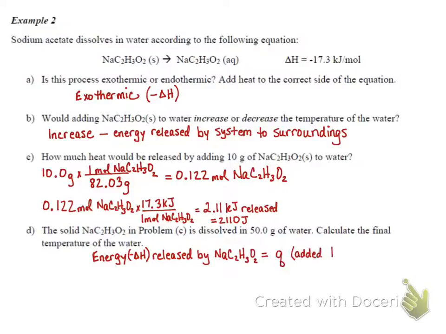So now we're going to combine it with some calorimetry. So let's say we took our 10 grams from question C and we put it into 50 grams of water. So the energy that was released, the energy that we calculated here, this 2,110 joules, that amount of energy is going to go into the 50 grams of water. So this is our Q, 2110. And we're adding it to 50 grams of water. And what we can do is solve for the change in temperature of the water.